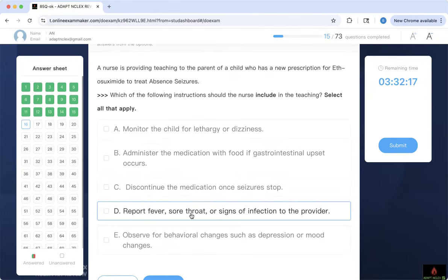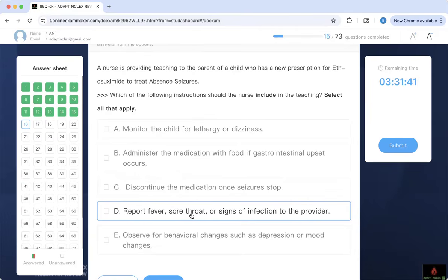Monitor the child for lethargy or dizziness. Administer the medication with food if GI upset occurs. Discontinue the medication once seizures stop. Report fever, sore throat, signs of infection to the provider. Observe for behavioral changes such as depression and mood. I'll show you a strategy, but pick your answer. It's a select all that apply. You don't have to select everything. Pick those you are 100% confident about. If you only know one, pick it. Otherwise, you lose the point. There may be only one answer choice there.